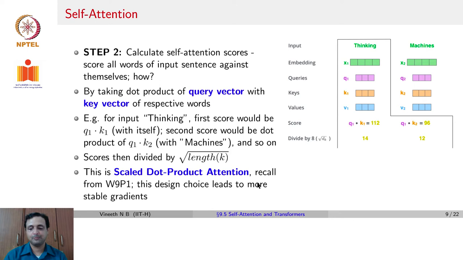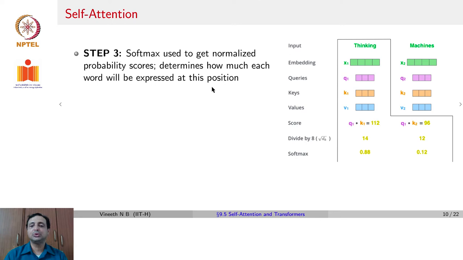Once this is done, the next step is to use softmax to get a distribution of the attention of each of the words in the sequence with respect to the word under consideration. So once you get these scores, 14 and 12, you can do a softmax on them to get a weight for the first word, a weight for the second word with respect to the first word. We are still processing the first word here.